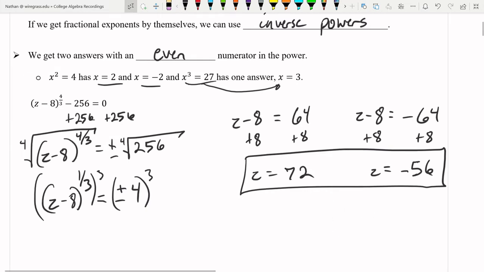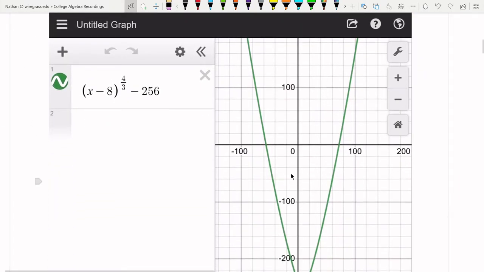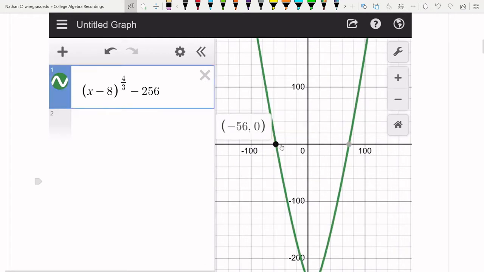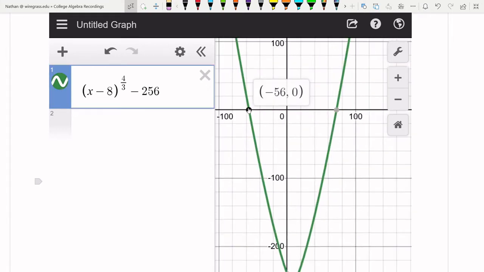Now, let's check this on the graph. I'm going to graph the equation that I started off with when it's equal to 0. We know that this is only true when it touches the x-axis. And that happens here at negative 56 and positive 72. It's kind of a strange graph. It has a weird point there at the vertex, but that's the idea here.